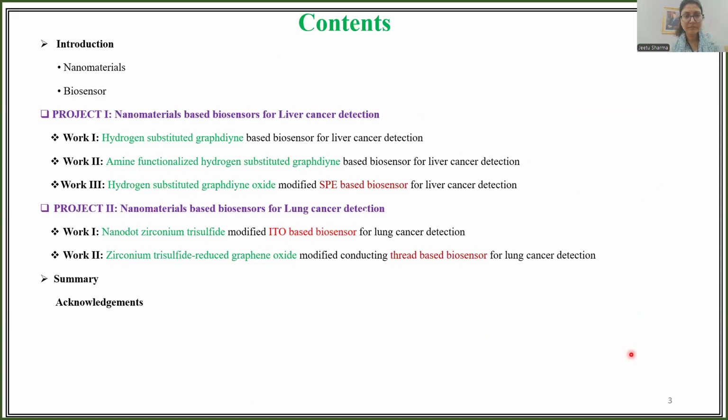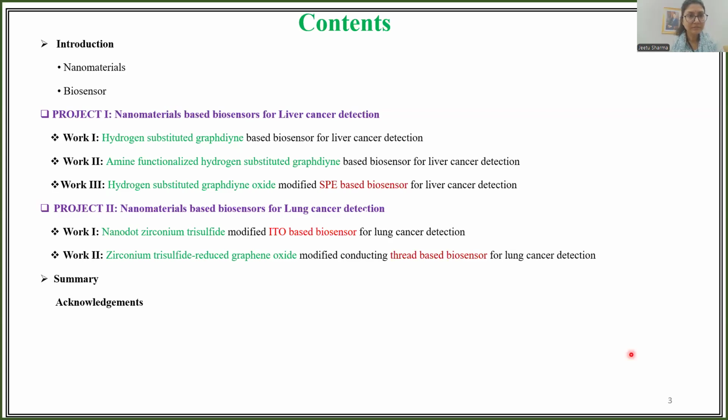So the content of today's presentation: first we will briefly discuss the nanomaterials, about which all faculty members are definitely aware. Then biosensors, we will give a brief idea about the biosensor. Here we will discuss two different projects. First, in terms of liver cancer diagnosis, and second, in terms of lung cancer diagnosis.